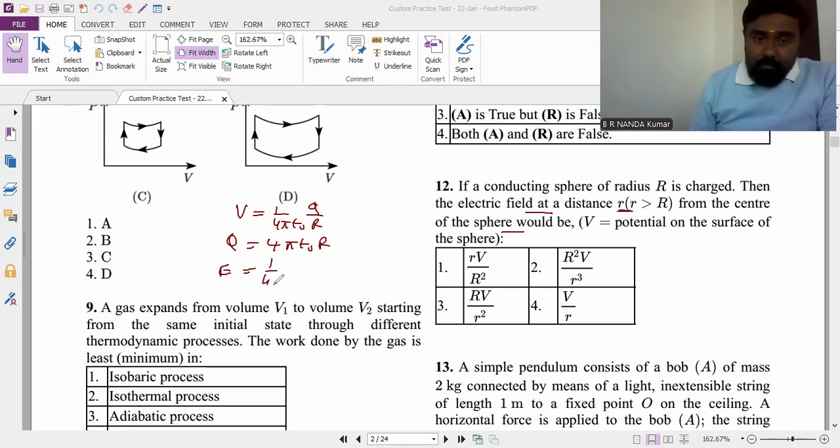The electric field at a distance r is 1 divided by 4 pi epsilon naught q divided by r square. So q means 4 pi epsilon naught R into V. So 4 pi epsilon naught cancels here, and we get V divided by small r square. The right answer is the third option.